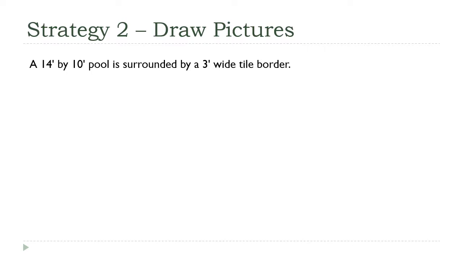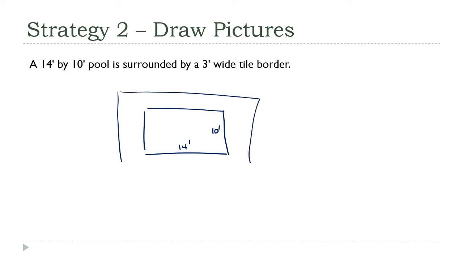So another thing I like to do, I'm a very visual person. A lot of people I work with, a lot of students, are very visual people. Whenever you're talking about something physical, like a pool or a box, or the distance between points on a map, draw a picture. Right here, for example, I know I have a rectangular pool, and it's 14 by 10. And I'm going to put the dimensions on here, 14 by 10. And it's got a tile border, so I'm going to draw a border around it here.